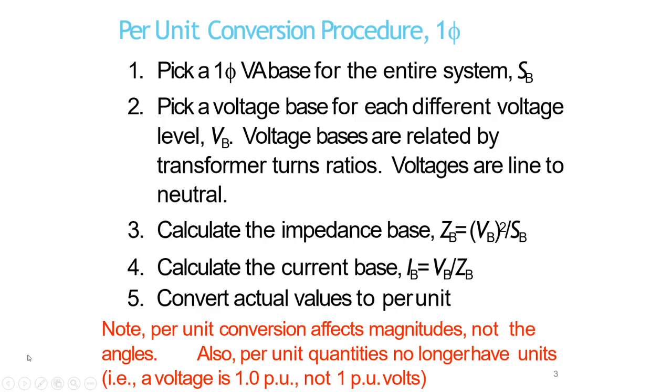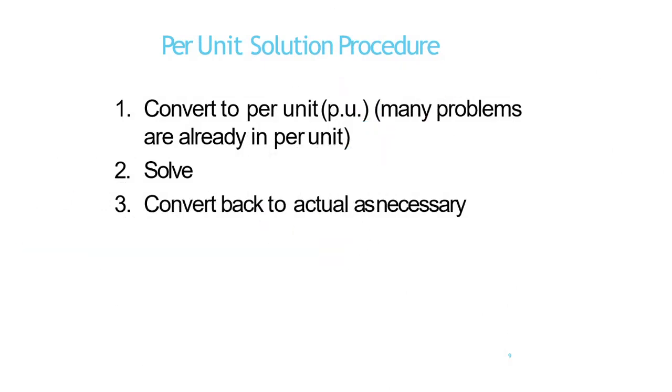volts. As I said earlier, there are no units for any quantity, whether it is voltage, current or impedance or whatever. No units. If you are finding voltage, then it is 1 per unit only, not 1 per unit volts. So this point is clear to everyone, I hope.